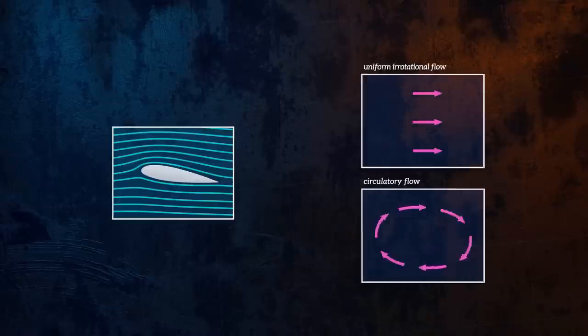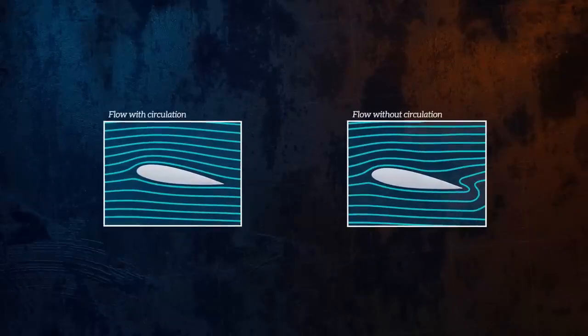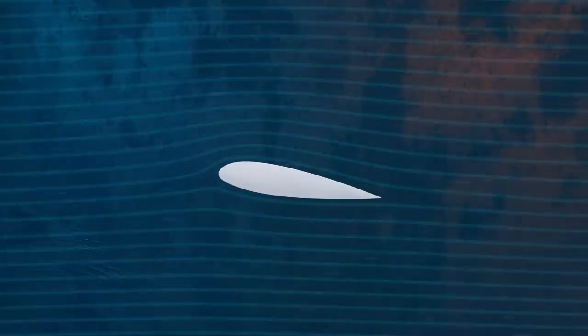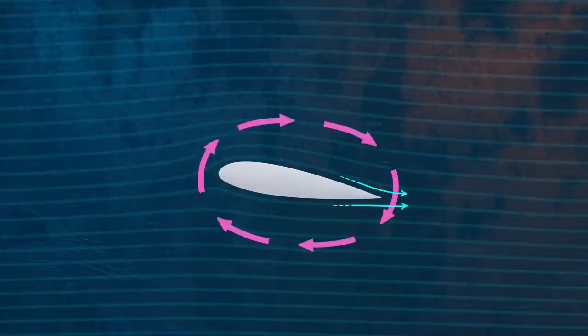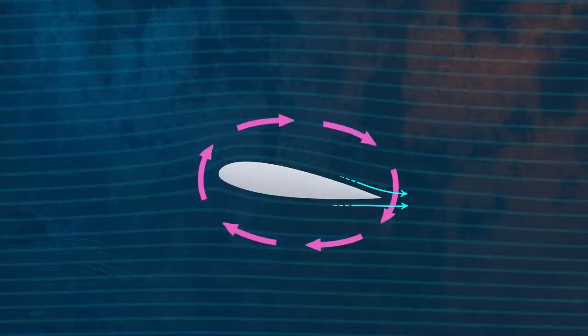Without circulation, the flow around the airfoil would look like this. This is clearly non-physical, since the fluid can't turn such a sharp corner at the trailing edge, and so the airfoil must be generating some circulation. If we impose a condition that says the flow above and below the airfoil must be parallel when leaving the trailing edge, we can calculate the exact amount of circulation that must be generated by the airfoil to do this. This is called the Kutta condition.